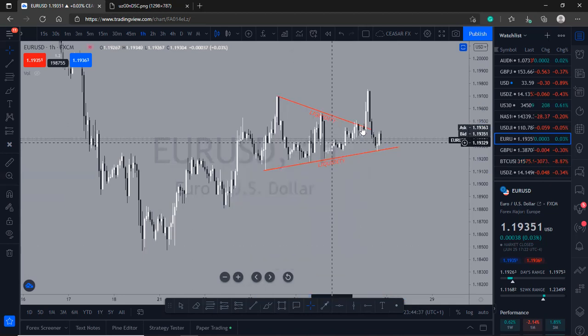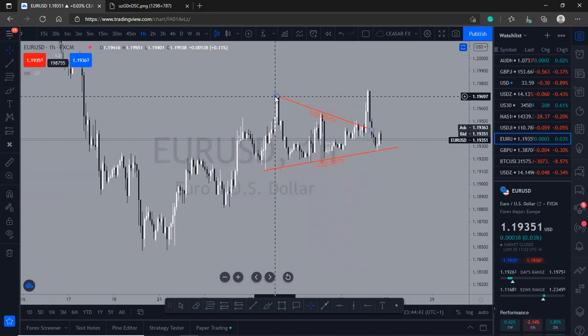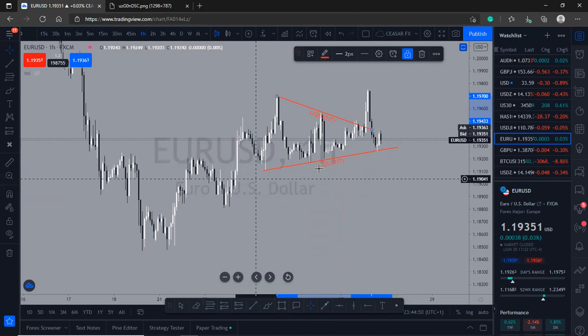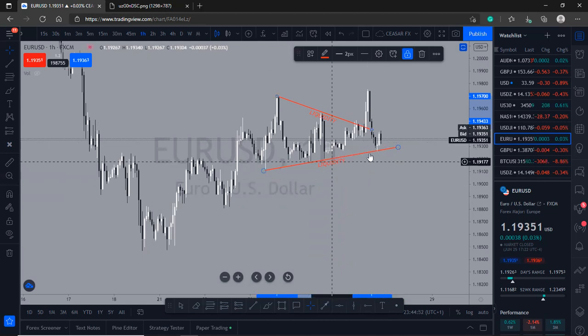So there's liquidity here. The market went above, taking out this high, and then it went back down. Now it's going to come back here, taking out these equal lows, the liquidity that is here, according to retail traders.